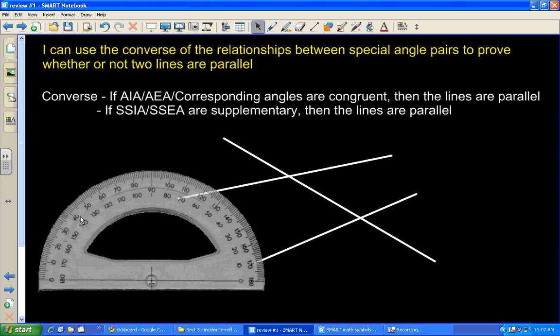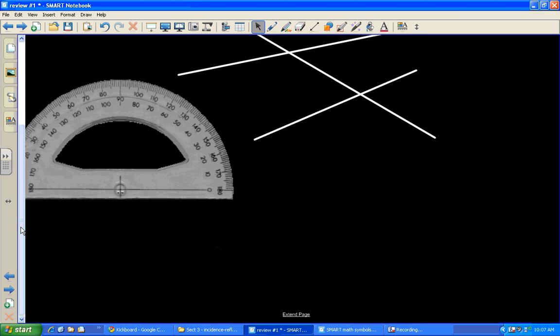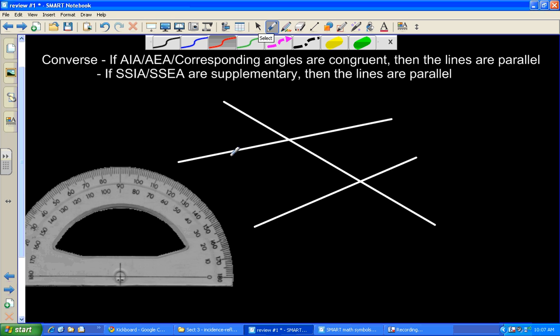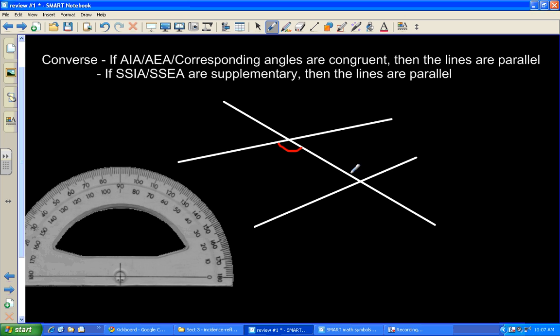So if I look at this problem, I want to know, whoa, screen's moving on me. I want to know, are those two lines parallel? So I'm going to pick my favorite kind of angles. My favorite kind of angles are alternate interior. Don't ask why, they just are. I like them a lot. So I'm first going to pick out my pair of alternate interior angles. If that one's an alternate interior, its pair is going to be over here, that angle over there.